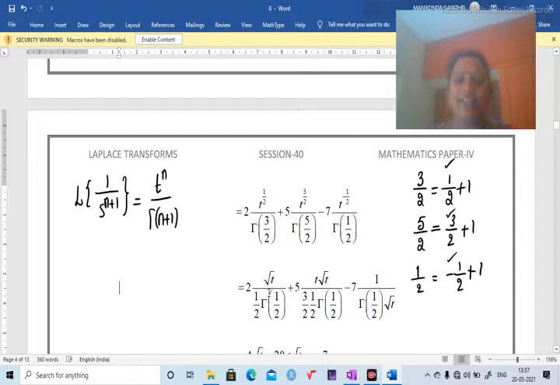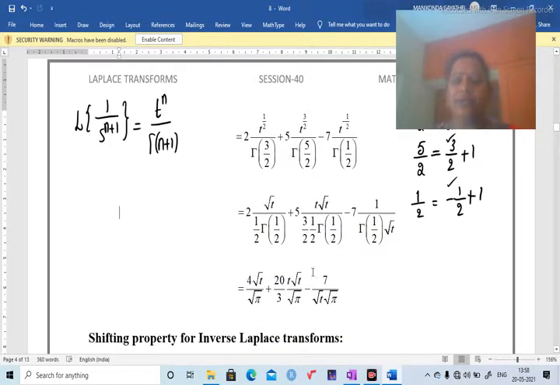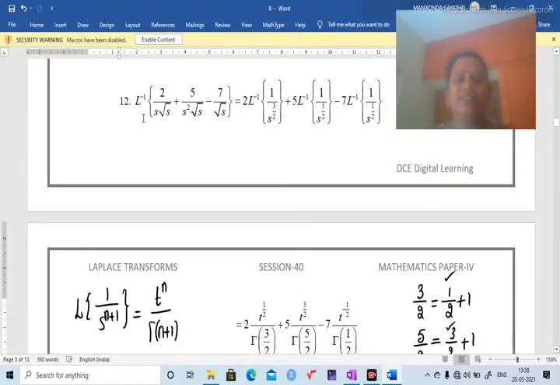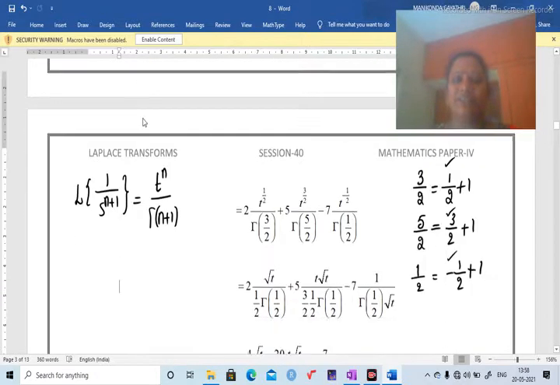So already we know that the value of gamma of 3 by 2 is 1 by 2 into gamma of 1 by 2. Gamma of 5 by 2 is 3 by 2 into 1 by 2 into gamma of 1 by 2. Gamma of 1 by 2 value is root pi. On simplification, we are going to get this step. This is the answer for the given function L inverse.